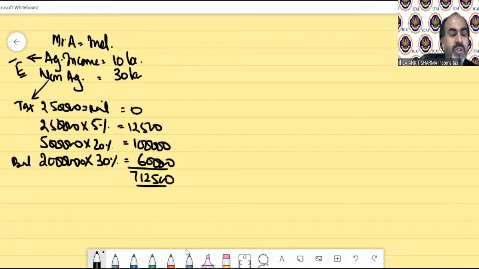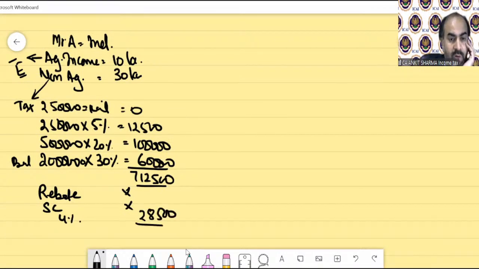I guess. Okay. So rebate will not be applicable, of course, because rebate is applicable only if income is up to 5 lakh rupees. So no rebate. Surcharge will also not be applicable because it applies when income exceeds 50 lakh rupees. So cess will be applicable, 4% cess on this value, and that will come to 28,500, so your tax will be total 7,41,000.